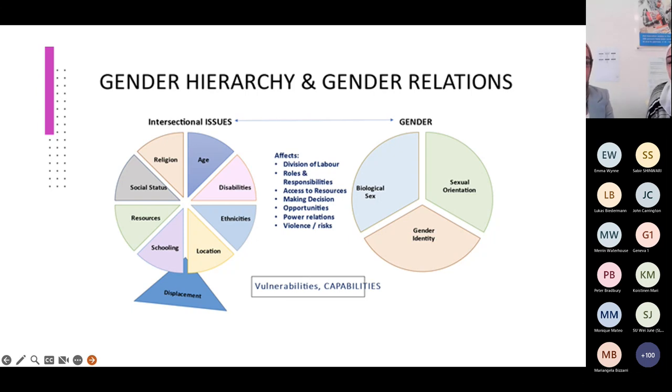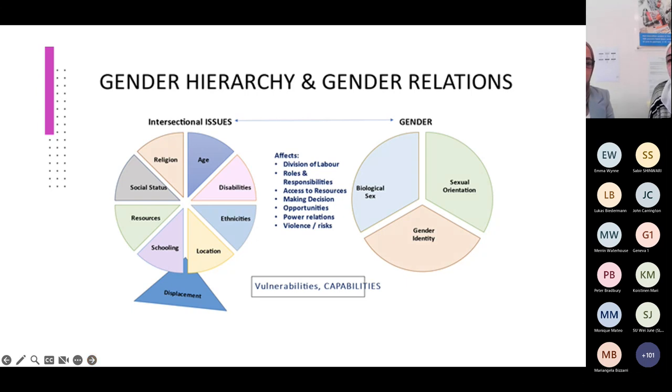One of the main issues that we also cover when we talk about the assessment is that we are looking for the opportunities. Who has the opportunities? What opportunities are available for each and every member of the community?